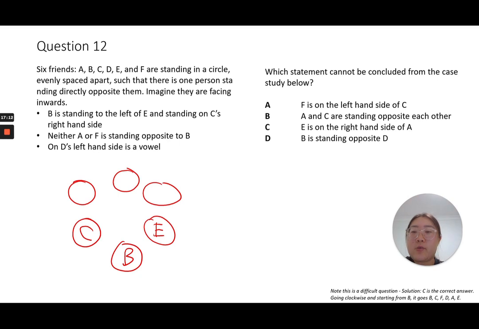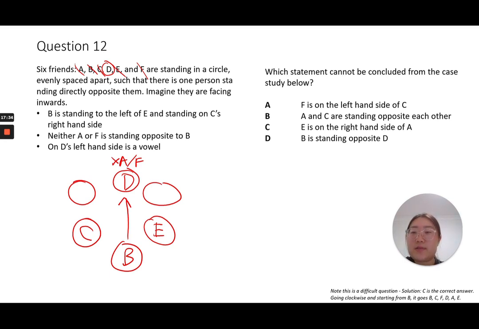Now, neither A or F are standing opposite to B. See, B is here, so this can't be A or F. Who's left? C, B, and E are gone. A and F are gone, so the only person left is D. This must be D. So now A or F left.